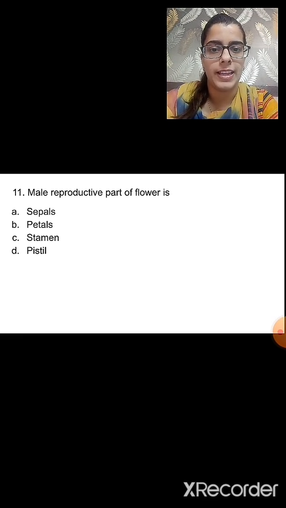Options are A. Sepals, B. Petals, C. Stamen, and D. Pistil. So which is the correct option? It is option number C. Stamen.